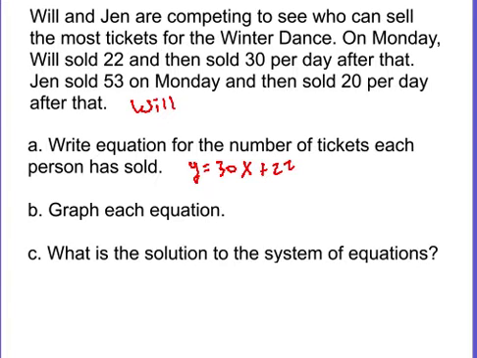Okay. And then we'll write Jen's equation. So what is Jen's equation going to look like? y equals 20x plus 53. So she sold more the first day, but sold fewer per day after that. Now we need to graph the equations.